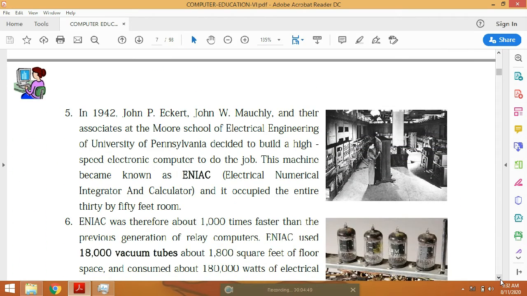And in 1942, John P. Eckert and John V. Mauchly and their associates at the Moore School of Electrical Engineering, University of Pennsylvania, decided to build a high-speed electronic computer to do the calculations. At that time, for the first time they used an electronic machine, which is known as ENIAC, Electronic Numerical Integrator and Calculator. The size of that device was almost 30 by 50 feet, which means almost the size of a hall.